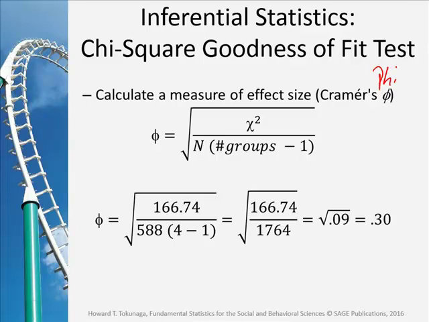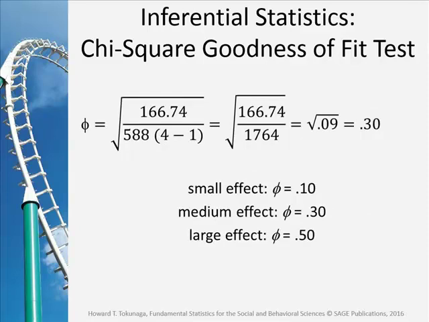Listen, I just want to know if there's an effect. I just want to know if there's a difference. This is an option. All right. So a small effect, phi is 0.10. A medium effect is 0.3. The textbook asks you to do it.